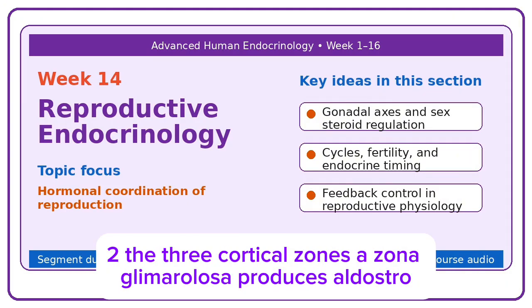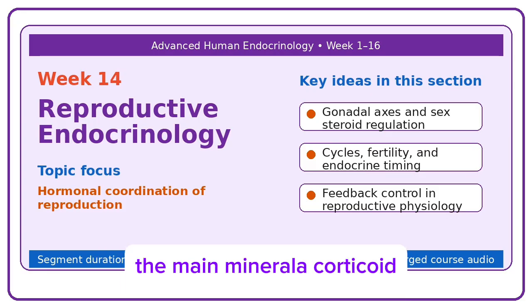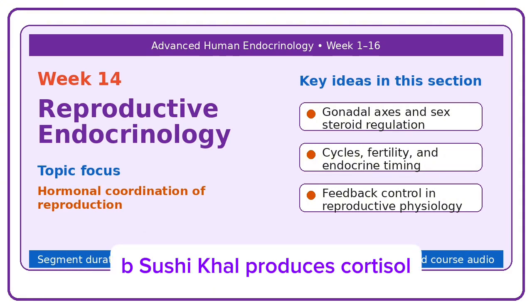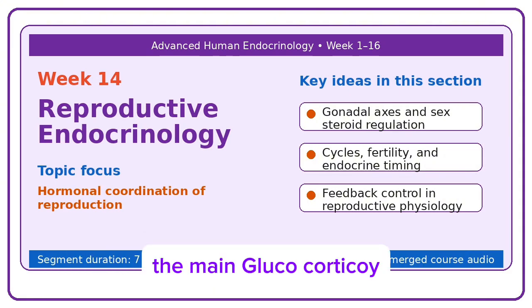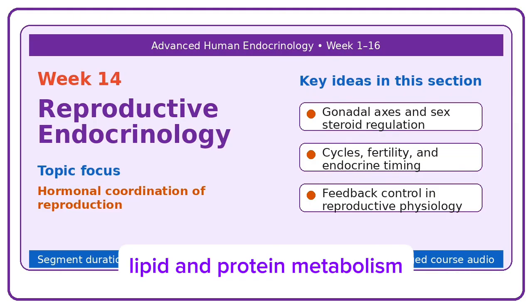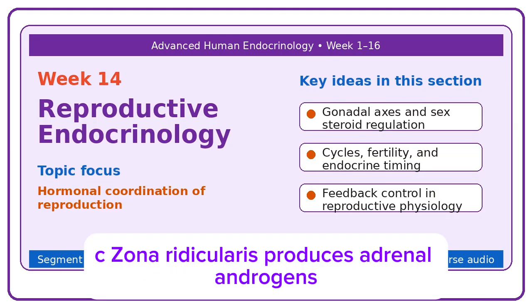2. The 3 cortical zones. A. Zona glomerulosa produces aldosterone, the main mineralocorticoid. It regulates Na+, K+, fluid volume, and blood pressure. B. Zona fasciculata produces cortisol, the main glucocorticoid. It supports stress responses and regulates carbohydrate, lipid, and protein metabolism. C. Zona reticularis produces adrenal androgens.